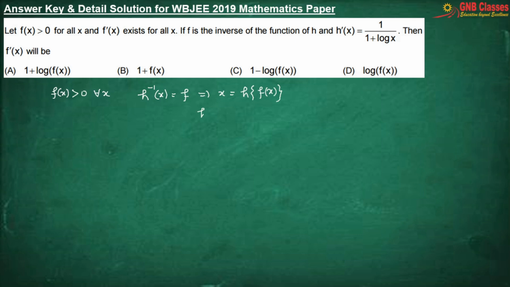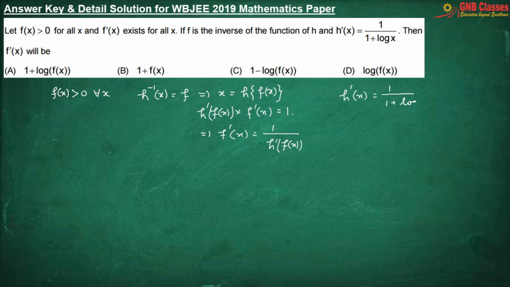So if I differentiate both sides, we are going to get h dash f(x) into f dash x is equal to 1. So that implies f dash x is 1 by h dash f(x). Okay, now they have given us h dash x is 1 by 1 plus log x. Therefore, h dash f(x) will be 1 by 1 plus log f(x).